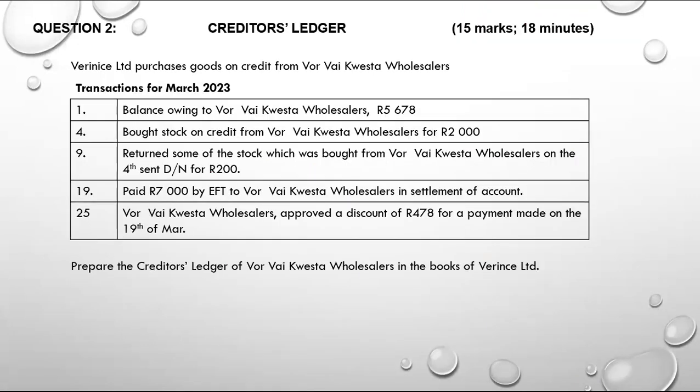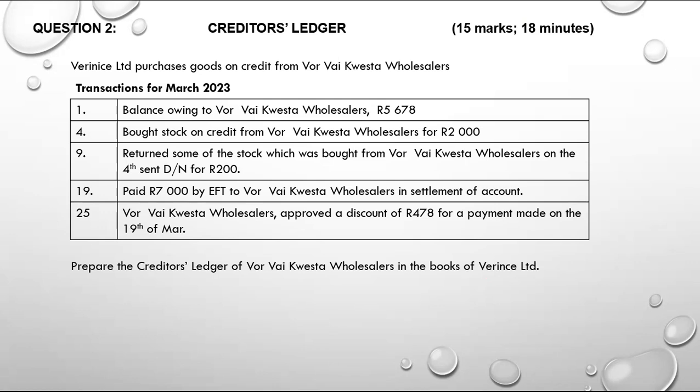Now, I want you to take a look at this. So this is Very Nice Limited. It purchases goods on credit from Volvi Questa wholesalers. So we've got transactions for March 2023. And it says that we were owing Volvi wholesalers 5,678. We bought stock on credit from Volvi Questa wholesalers for 2,000.